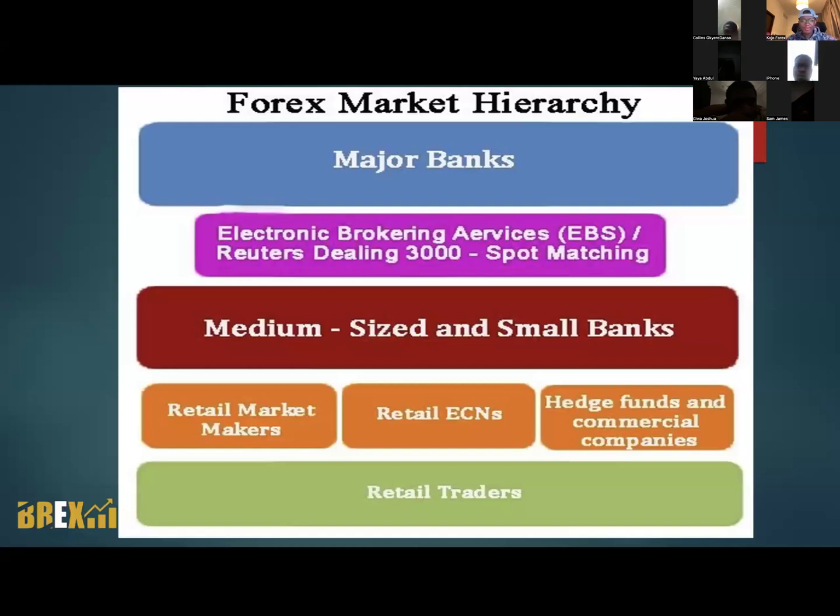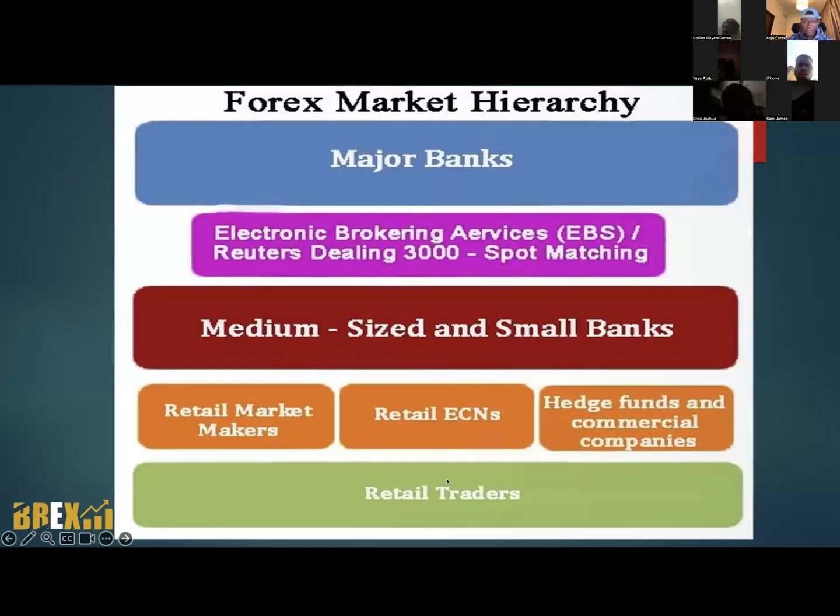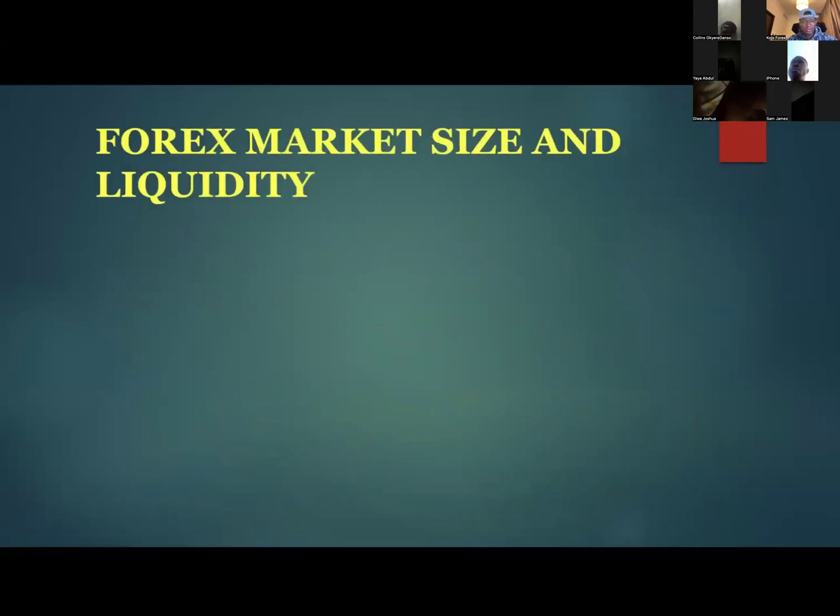This also gives you a brief hierarchy of the participants in the forex market, right? You have the major banks at the top, then electronic brokerage services, just like I explained, where the technology is. Then we have the medium-size and small-size banks. Then we have the retail market, retail ECNs, hedge funds, commercial banks, and all of that. And retail traders are at the bottom of the food chain, right? We are always at the bottom. Being at the bottom does not mean that you cannot succeed and make a lot of money. We've seen so many of us do that already.